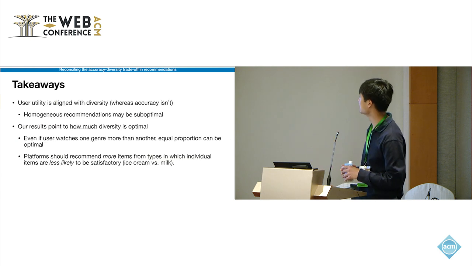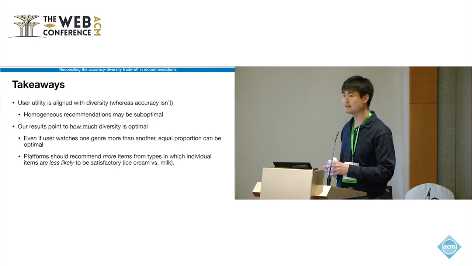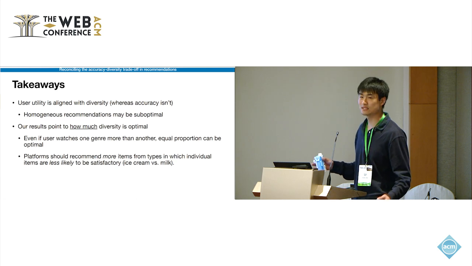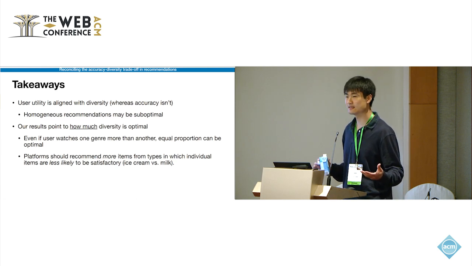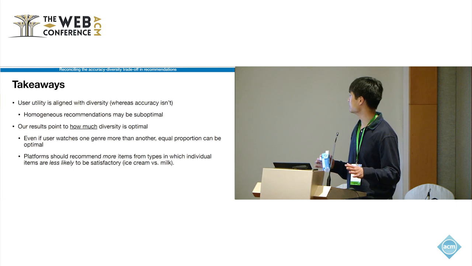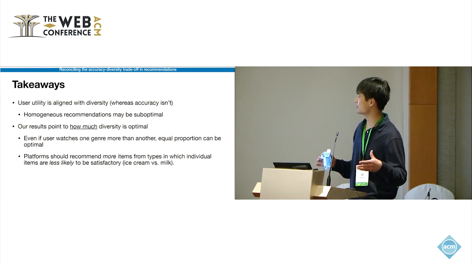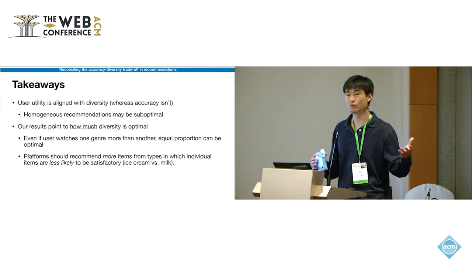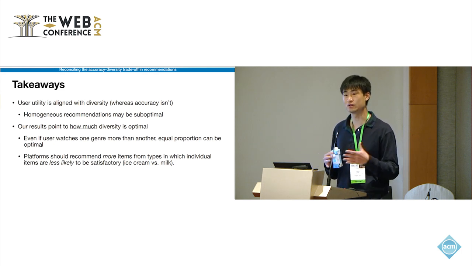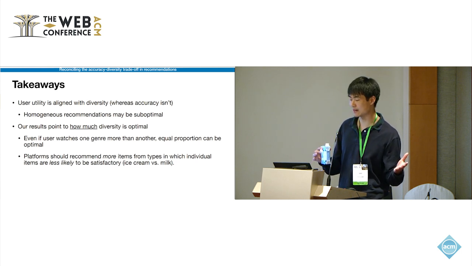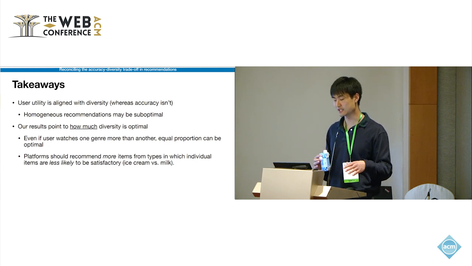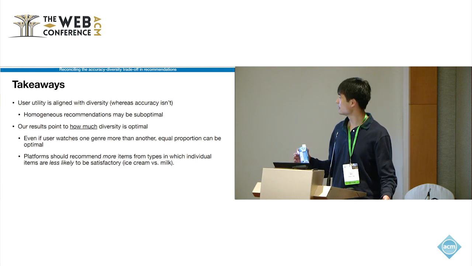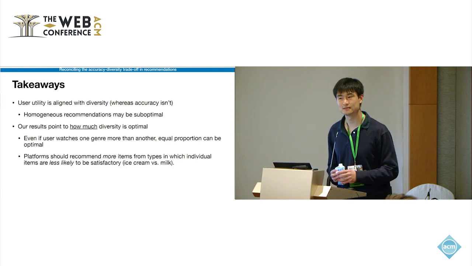To conclude, our takeaways are that user utility, how we define it, is actually aligned with diversity, whereas accuracy isn't. What this means is that recommending homogeneous recommendations might actually be suboptimal. Our results also point to how much diversity is optimal. Even if users watch one genre more than another, we might want to recommend an equal proportion. And in fact, there are cases where platforms should recommend more items from types in which individual items are less likely to be satisfactory, like in the case of ice cream versus milk. So I'll stop there and take any questions.